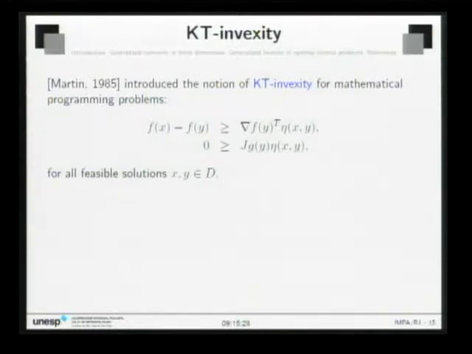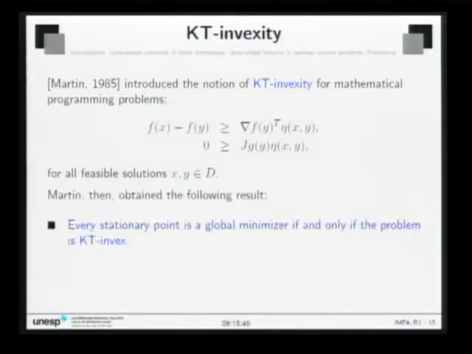And then we have this, the Jacobian times this eta is less or equal to 0. Eta here should be the same function. For all functions, we should have just one eta. So this type of problems was called KT invex problems, and here he proved that every stationary point is a global minimizer if and only if the problem is KT invex. So this is the largest class for mathematical programming problems for which this property is valid, okay? So this is for mathematical programming problems.